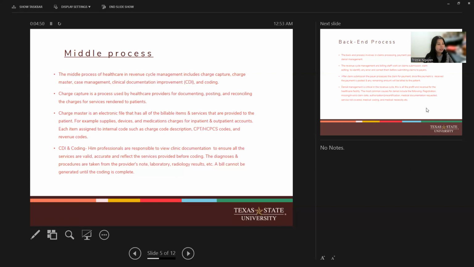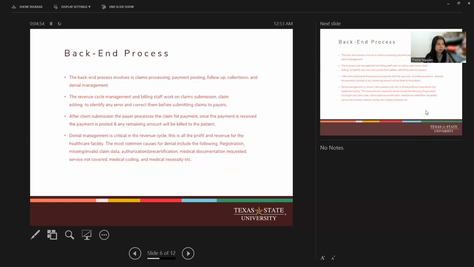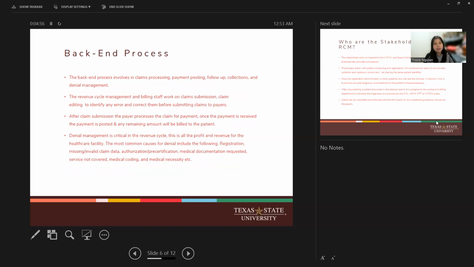And the last important step of the revenue cycle is the back-end process. This process involves claim processing, payment posting, follow-up, collection, and denial management. The revenue cycle management and billing staff work on the claim submission, claim auditing to identify any errors and correct them before submitting the claim to the payers.